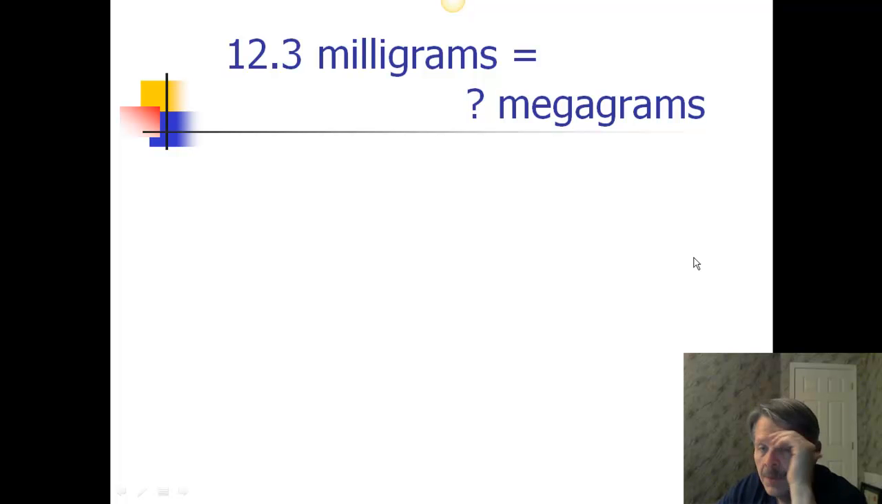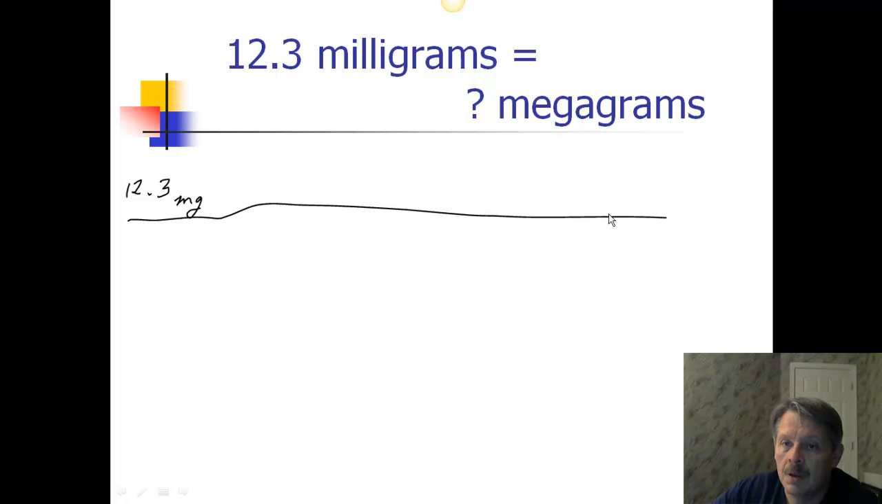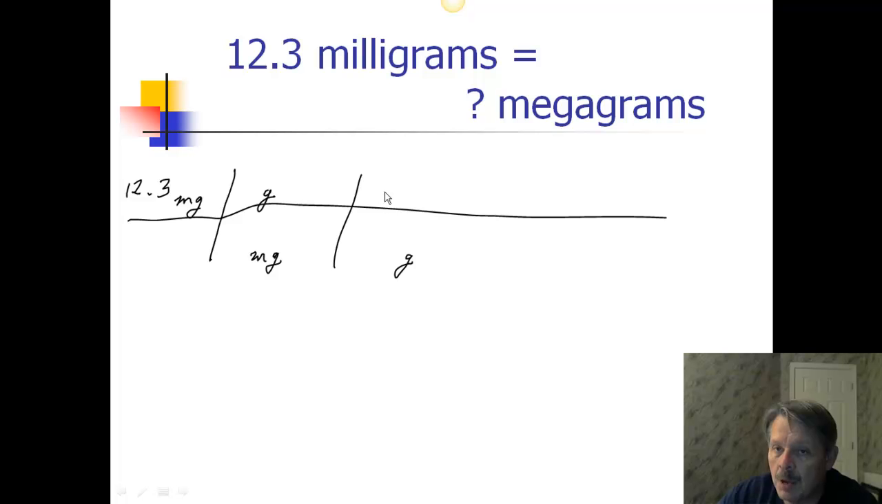All right, let's try this one. Again, pause the video, give it a shot. 12.3 milligrams. I have to convert from milligrams to grams, but that's not what I want. So then I have to convert from grams to megagrams. And then I have the units that I want because my milligrams have canceled, my grams have canceled.